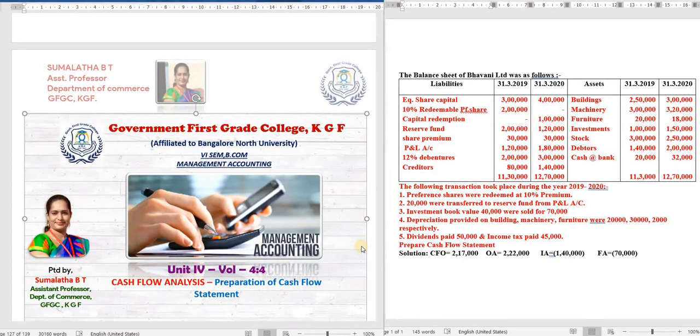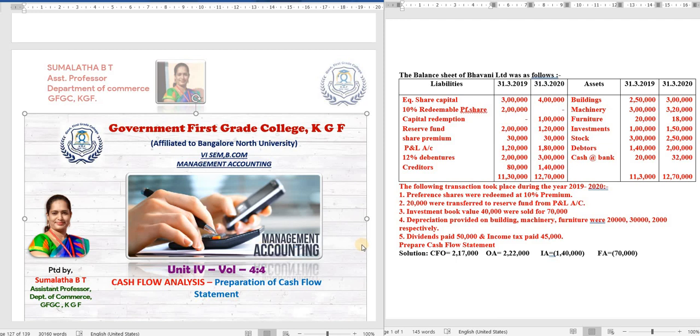As we are already into preparation of cash flow statement, in today's session, let us analyze the next problem with one particular change, with the adjustment. So please do concentrate and we'll see how this particular adjustment has to be treated. The rest remains the same.